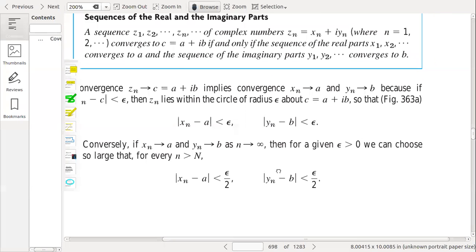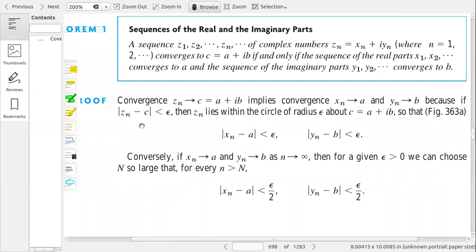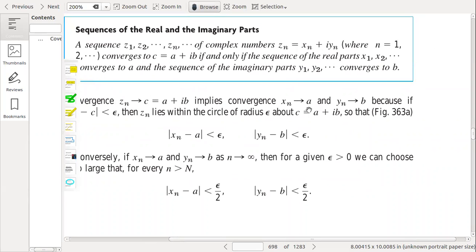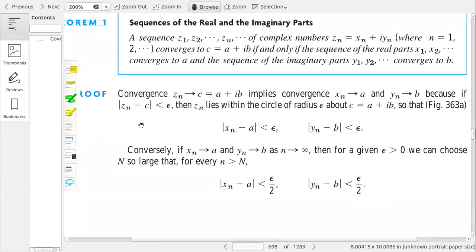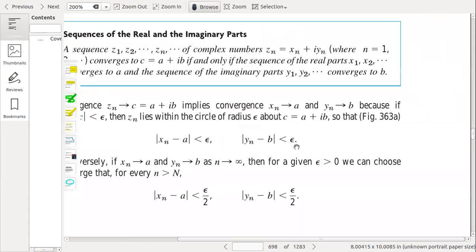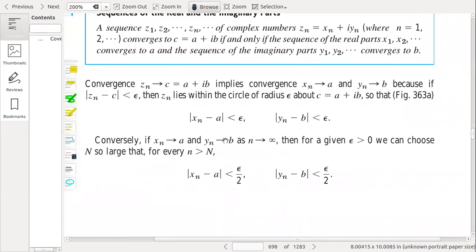We don't need to have a proof, but we can revise how it works. Convergence Zn approaches C equal to A plus iota B implies convergence Xn approaches A and Yn approaches B, because if the absolute value of Zn minus C is less than epsilon, then Zn lies within the circle of radius epsilon about C equal to A plus iota B, so that the absolute value of xn minus A is less than epsilon and the absolute value of yn minus B is less than epsilon.